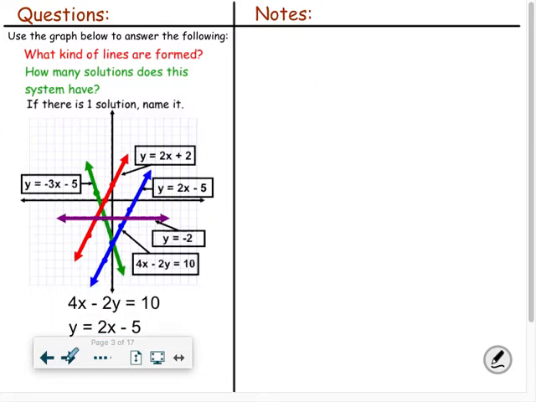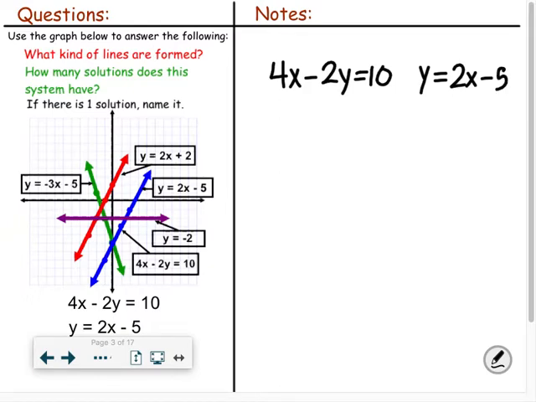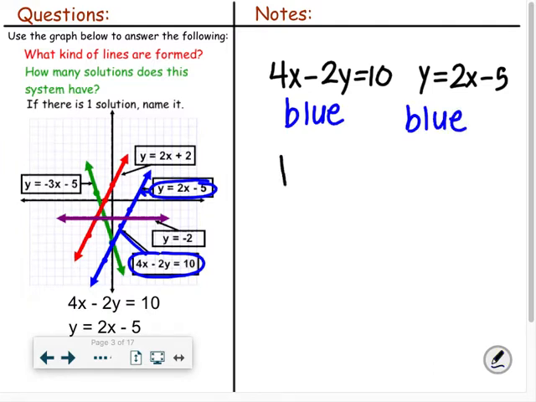Okay, our next one, 4x minus 2y equals 10. And then y equals 2x minus 5. So what color is the first one? The first one I see right here is pointing to the line that is blue. So this one is blue. And then the second one is also pointing to the line that's blue. So these equations actually represent the exact same line. So that means that the lines are identical. It's kind of like twins.